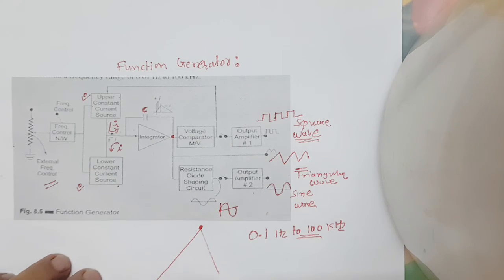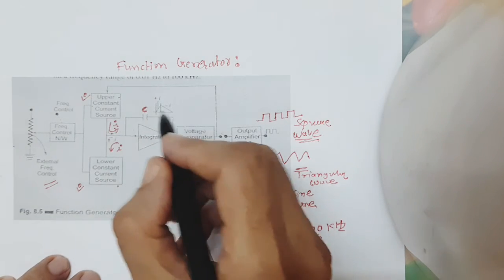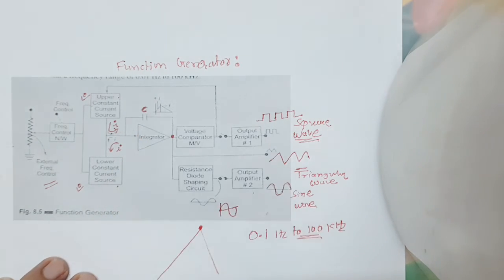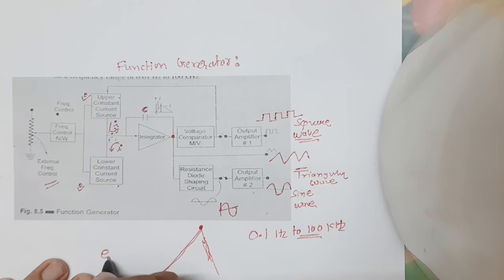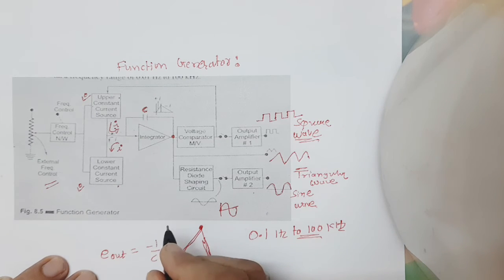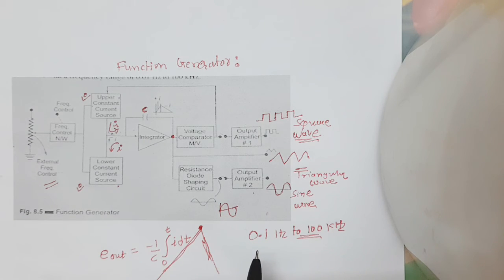The frequency controlled voltage, that means this one here, right? This is known as E output, and it is equal to minus 1 upon C integration of I dt. The range is 0 to T.